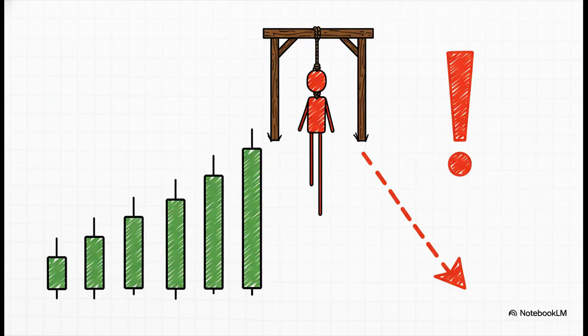Okay, now hold that hammer shape in your mind. Imagine that exact same shape, but this time you see it at the top of a big price run-up. Suddenly, it's not a sign of strength anymore. Now, it's a warning sign. It's called the hanging man, and the story it tells is that the buyers tried to keep pushing the price higher, but they failed. The sellers came in and forced the price back down. It's a potential signal that the buyers are losing their grip and the good times might be over.